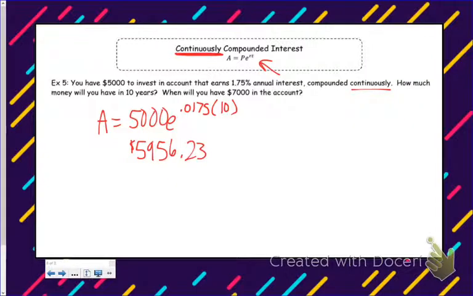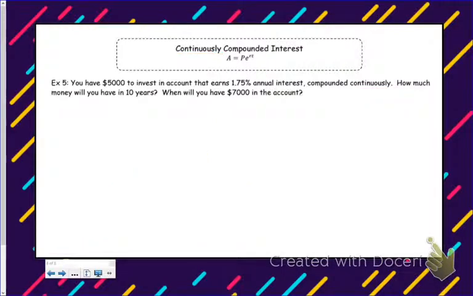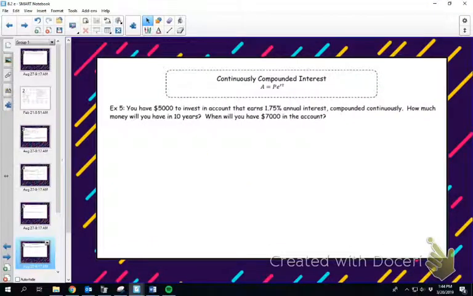Question 2 wants to know when you will have $7,000 in the account. So $7,000 is a Y value. So 7,000 is equal to 5,000 e to the 0.0175x, because we don't know what the time is. So again, I'm going to go ahead and graph this function, and then I'm going to do xcal and plug in 7,000 for my y. So let's go ahead and plug this in.